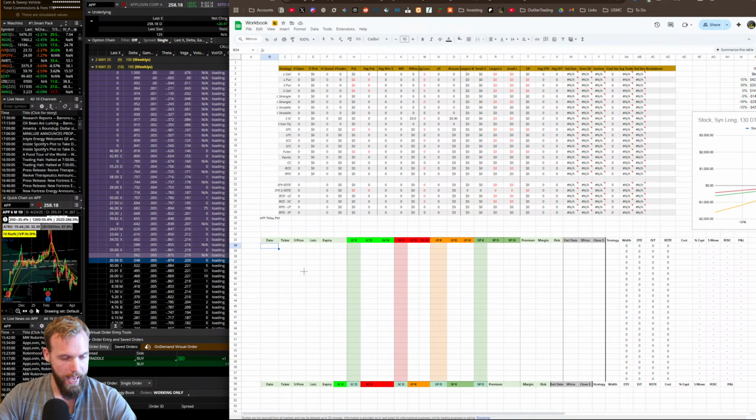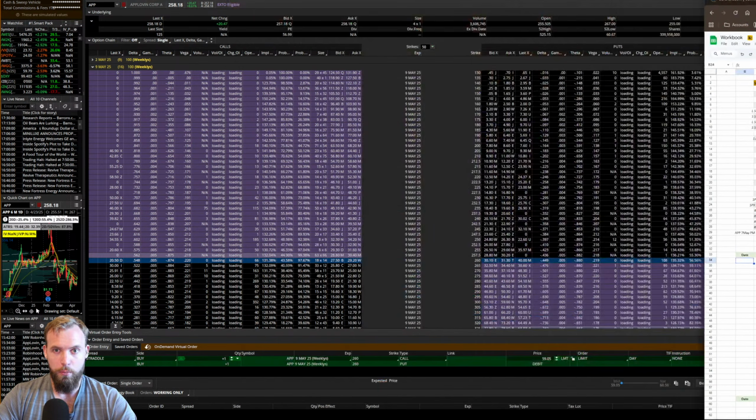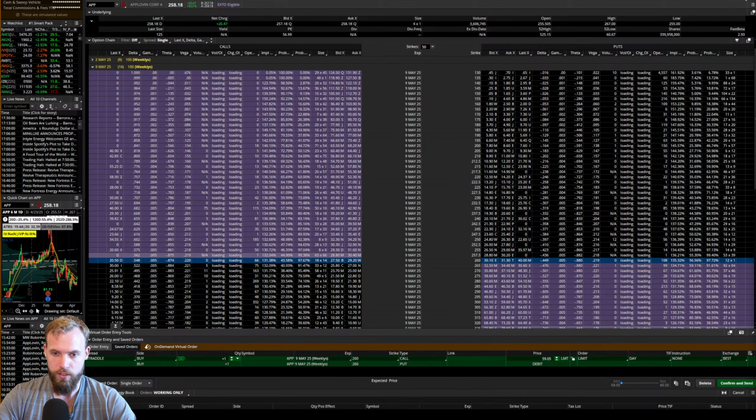So if we look at buying a straddle, I'm going to move this off to the side. So we have 23 April. And the ticker is APP. And the current price is $258.18. And we're just going to look at a one lot. Expiration is going to be 9 May. So this is going to be a short duration trade. And we're going to have long calls and puts effectively at the same strike.